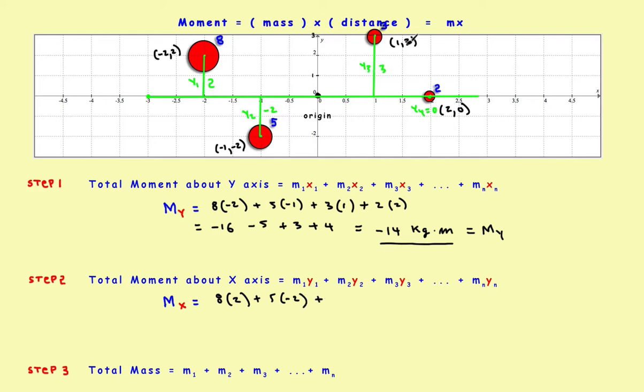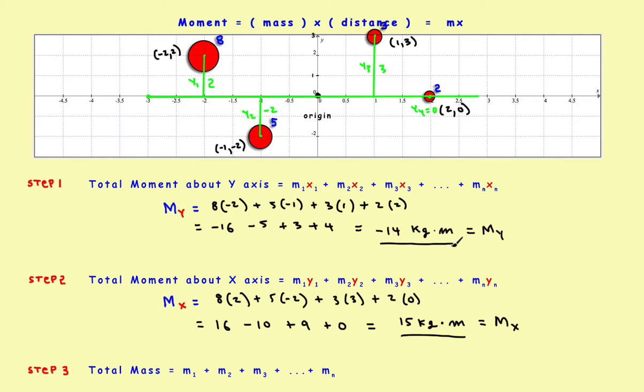You've got the third distance. Mass is 3, the distance is 3. So this would be the mass of 3 times the distance of 3. And then finally, the last one, you've got a mass of 2, but the distance is 0. So it doesn't contribute anything to the moment at all. So that's going to give you 16 minus 10 plus 9, and then finally plus 0. So if you added all that up, you would get 15 kilogram meters. And this is going to be the moment about the x-axis.